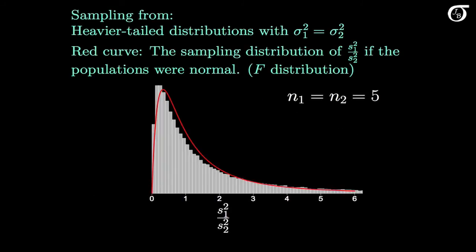Here we are sampling from the heavier tailed distribution we just looked at with sample sizes of 5. And it might look like the red curve fits reasonably well, but there are some systematic differences. The differences will be easier to see if we increase the sample sizes a little bit.